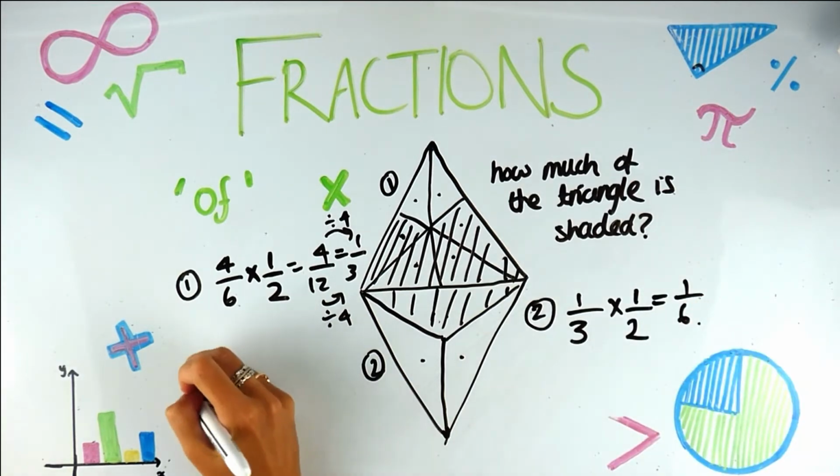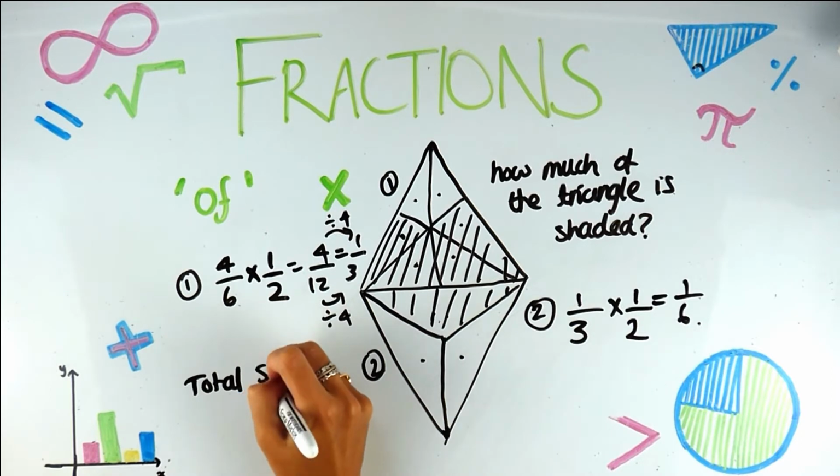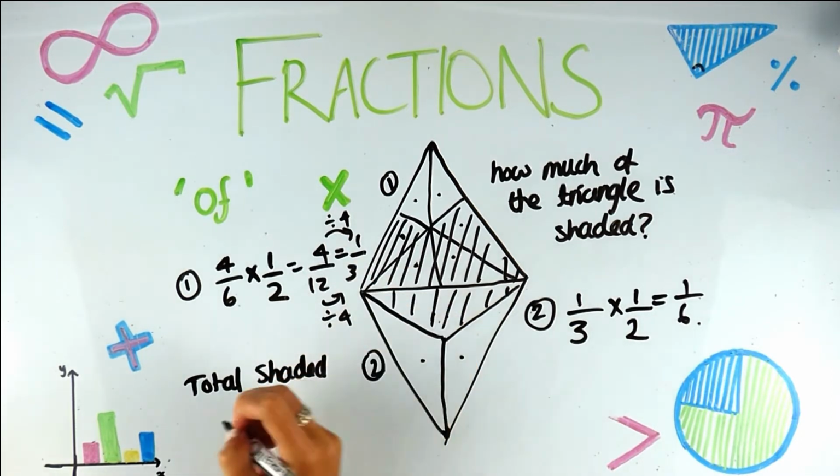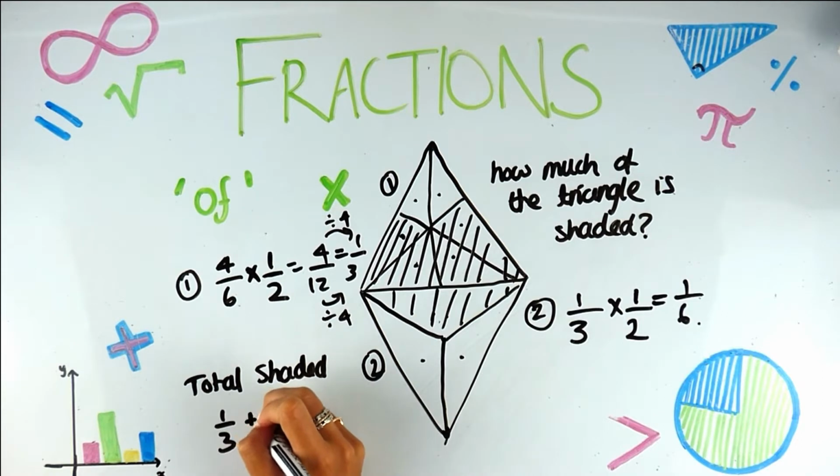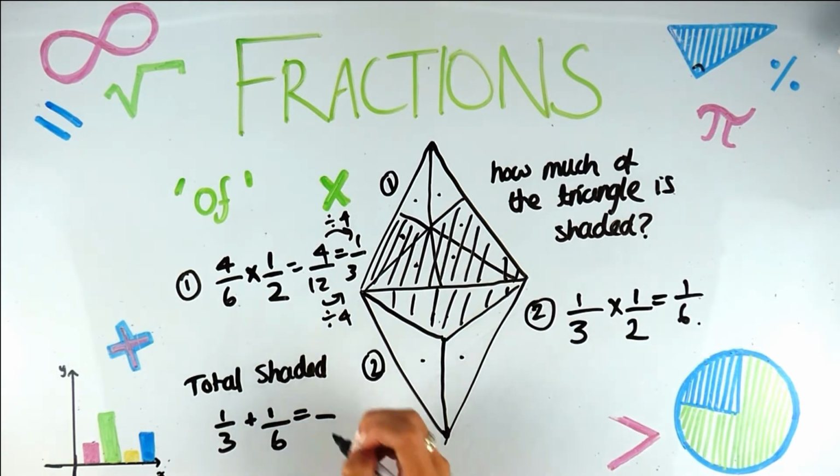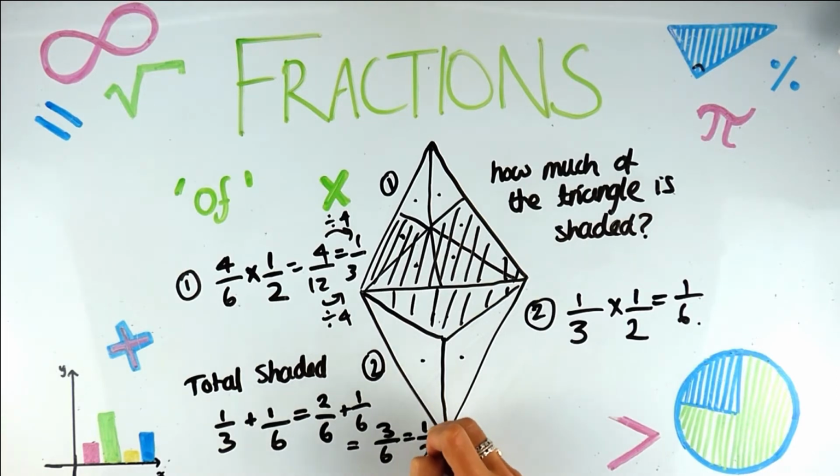So then in total, shaded, we have 1/3 part shaded plus 1/6. And we need to get a common denominator here. We'll go on to adding fractions in a minute. And that would be 2 over 6 plus 1 over 6, which equals 3 over 6, which is a half. So in total, a half of my total shape is shaded.